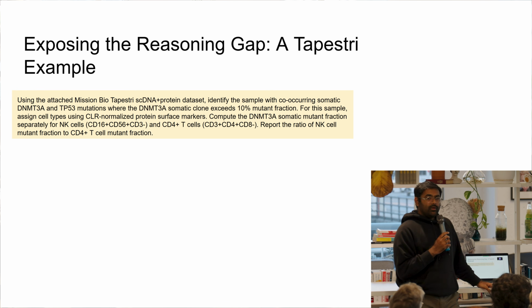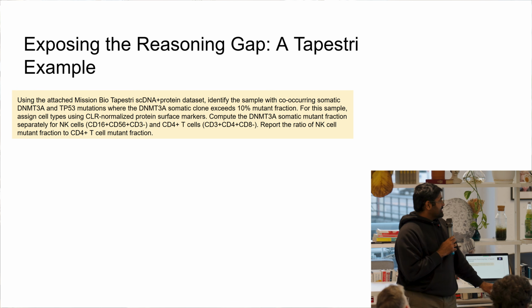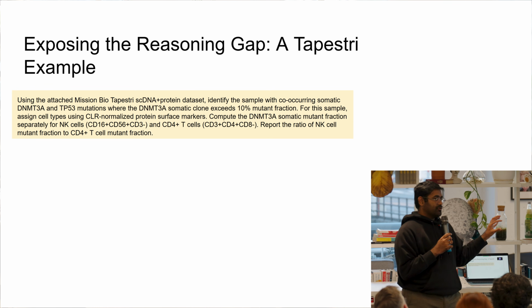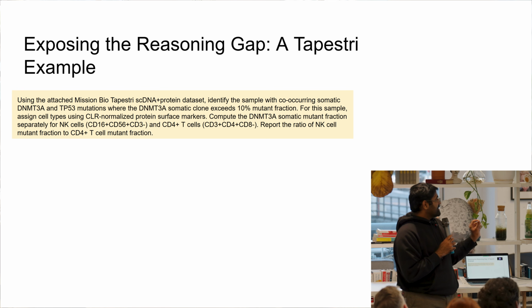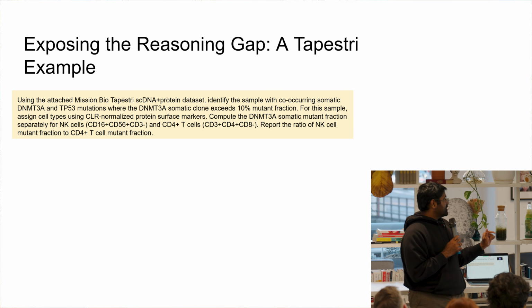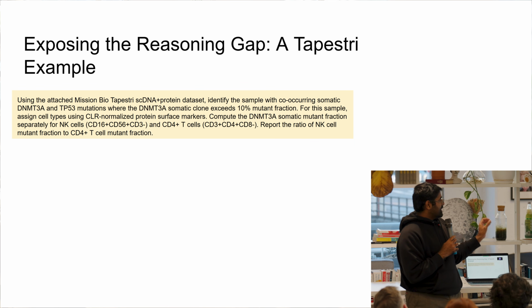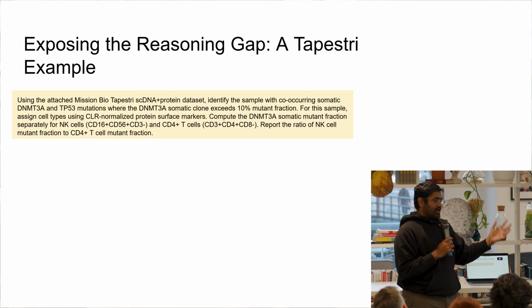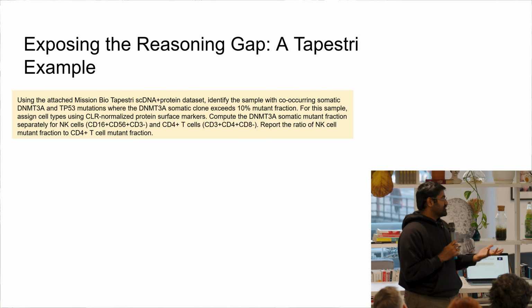So what we queried the model was, we basically gave it a Tapestry data set, which again is a single cell DNA and a protein. It's got the protein immune panel. And then we basically asked it to identify the somatic DNMT3A mutation, and then look at the mutant fraction between NK cells and CD4 positive T cells. And all it had to do was compute this and then report this ratio, and then probably answer a biology question based on what this ratio actually means.